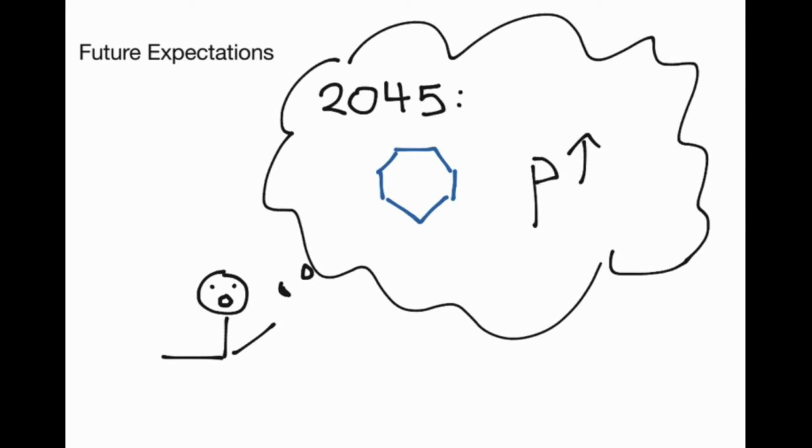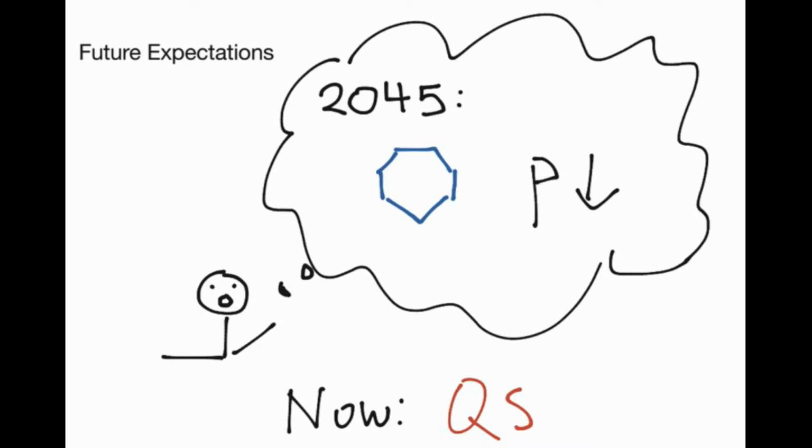Future expectations can also contribute to changes in supply. For example, if a diamond seller predicted that by 2045 the price of diamonds will go up, he will try to save as much of it now, and so the quantity supplied will decrease because he wants to save as much as he can to sell in the future for a higher amount of profit. But if he expected the diamond price to go down, he will try to sell as much of it right now to earn a higher profit, and so the quantity supplied will increase.